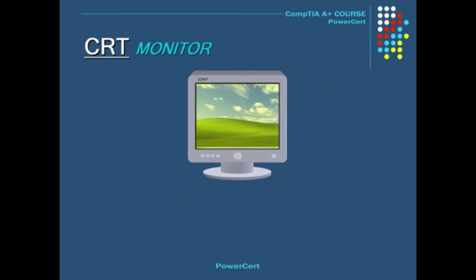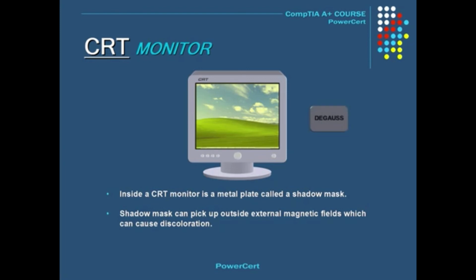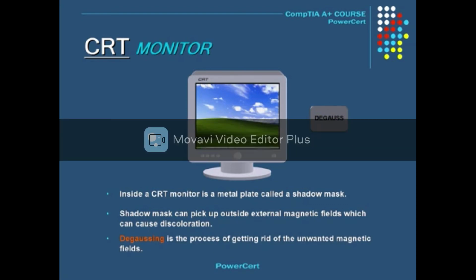Inside CRT monitors is a metal plate called a shadow mask. And this metal plate can pick up outside external magnetic fields, which can cause discoloration on the screen. And because of this, CRT monitors need to be degaussed. Degaussing is the process of getting rid of the unwanted magnetic fields. Most CRTs do an automatic degauss when the monitor is turned on, or the monitor may have a button that you can press manually to do a degauss.